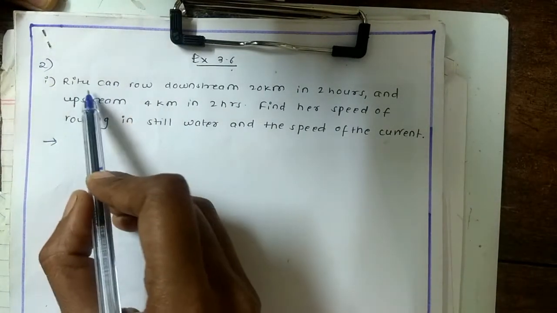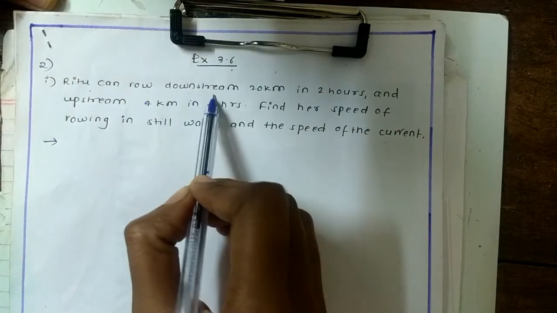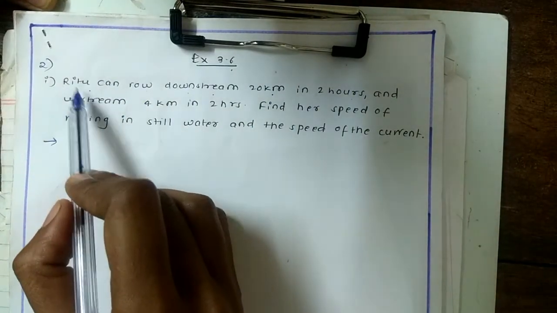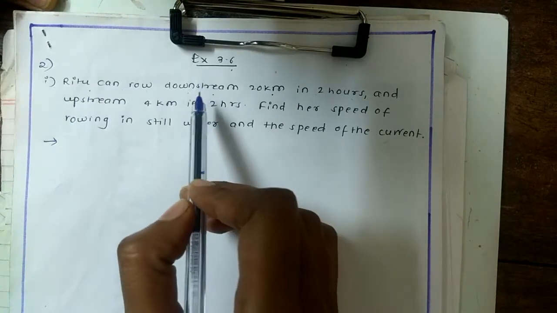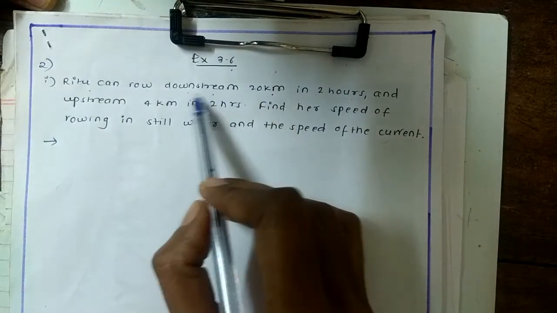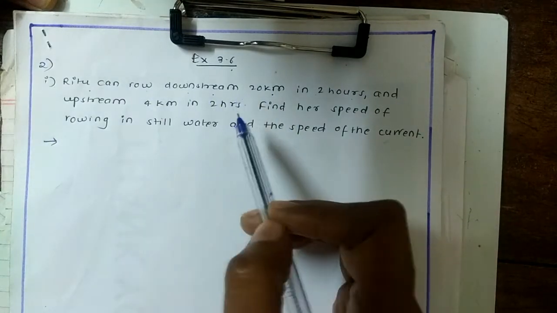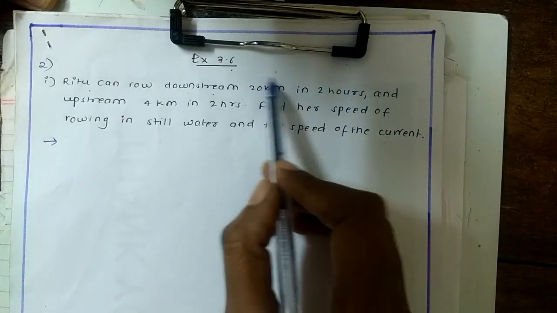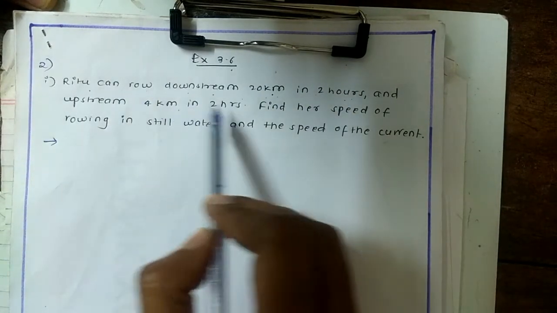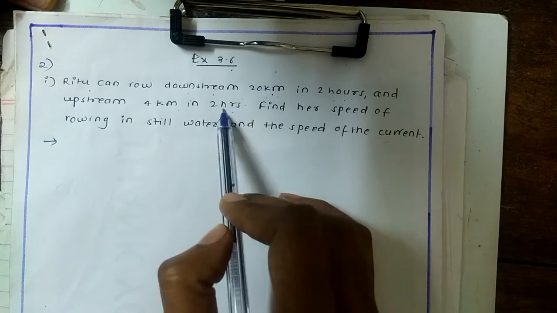So the question is: Ritu can row downstream 20 km in 2 hours. Ritu is a person who is rowing in water. Let us take a boat. So she rows downstream, 20 km in 2 hours, and upstream 4 km in 2 hours. So she is taking the same timing.